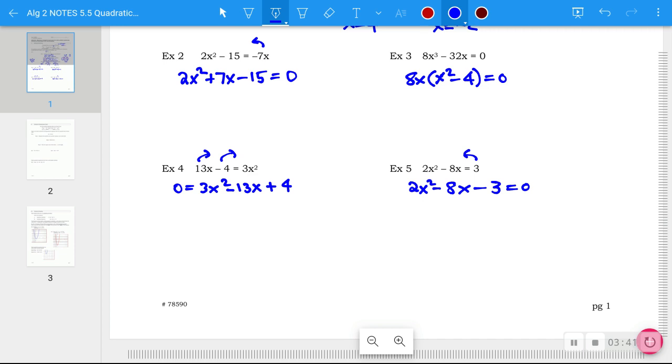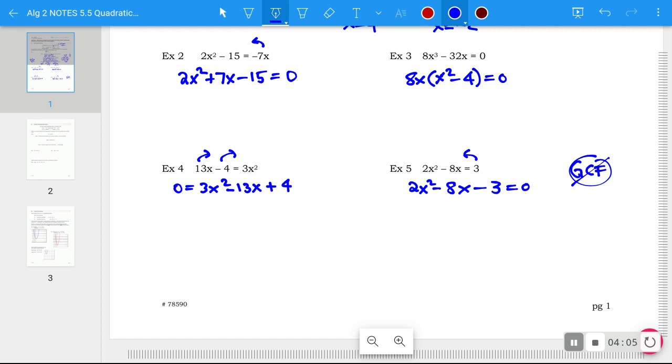There is no greatest common factor in 2, 7, and 15. And there's no common factor in 3, 13, and 4. And likewise in the next one, there's no GCF on that one either. So I'm going to write GCF here with a slash through it. There's no greatest common factor on problem 5.